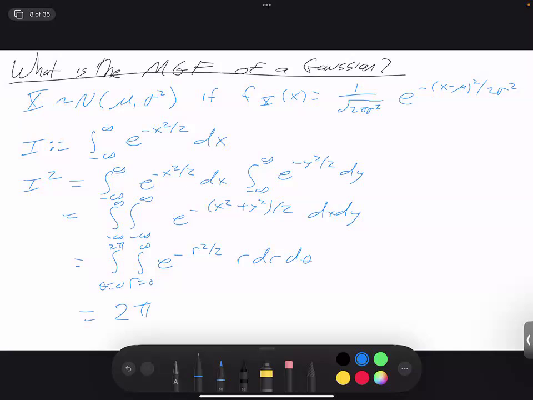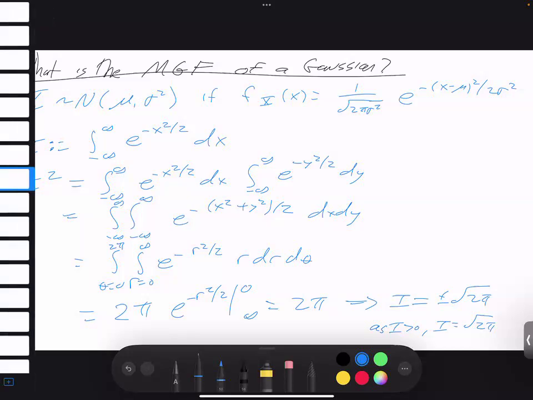When you look at the r integral, we have an e to the minus r squared over 2, which kind of scares you. But the derivative of that is negative r. So all that does is flip the order of integration, and you get e to the minus r squared over 2 from 0 to infinity. So you just get 2 pi. Therefore, I equals plus or minus the square root of 2 pi. As I is greater than 0, I equals the square root of 2 pi. So this just gives us the normalization constant of the Gaussian. It is the square root of 2 pi.